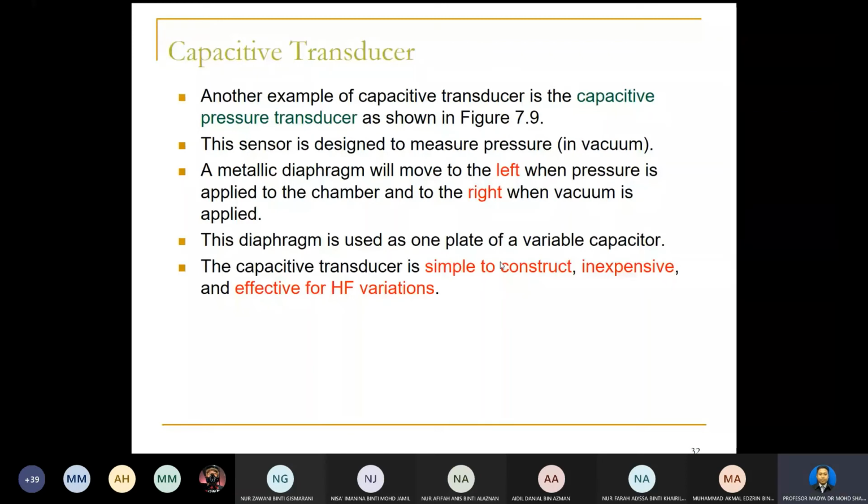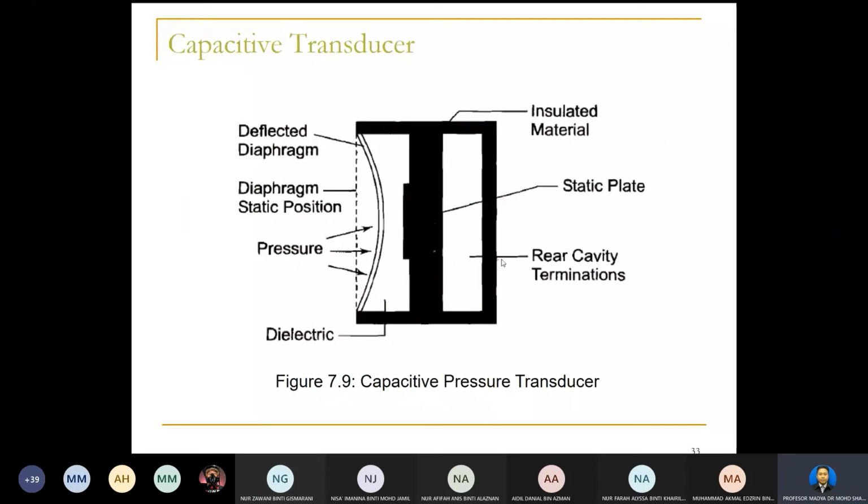So the capacitive transducer is simple to construct, inexpensive and effective for high frequency variation. So these are the advantages of the capacitive transducer: simple to construct, cheaper, and effective for high frequency variation. For example, it is used to detect changes in a high frequency acoustic signal. So this is an example of the capacitive pressure transducer.